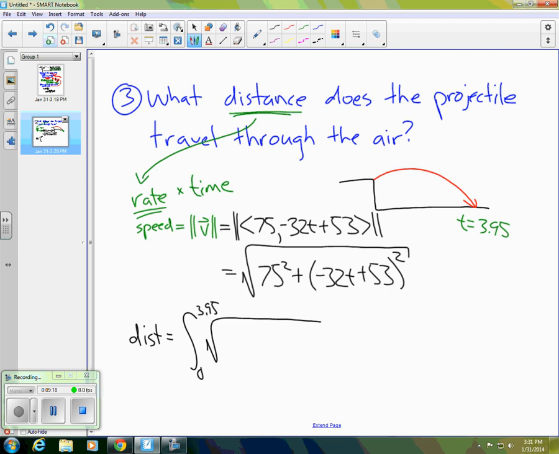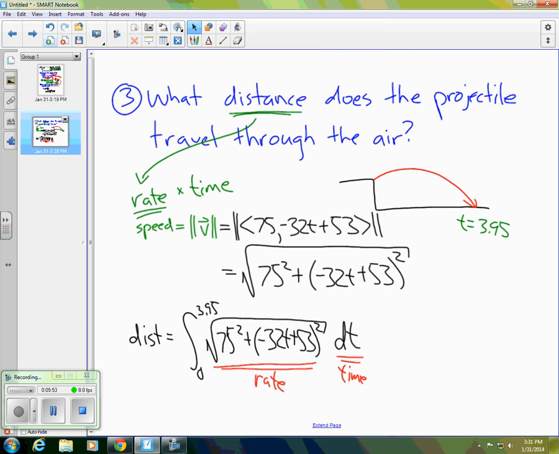There's our speed, square root of 75 squared plus negative 32t plus 53 squared. And then times time, and the time shows up as the dt in here. Okay, so let me just point out to you, this is the rate, and this is the time. And what we're really doing is multiplying a rate times a time over a very, very small time interval, and then by integrating, we're adding up all those little distances to get the total distance.